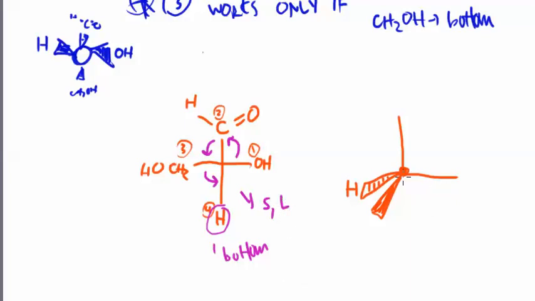And if I have to convert that over to a perspective formula, then I can do that. My OH group is top priority, it goes up here. The next one in line is the C double bond OH, so that's the one that is going to go here at this solid wedge. And then the CH2OH is going to go here. And this gives me the S rotation, just like the Fischer projection does.